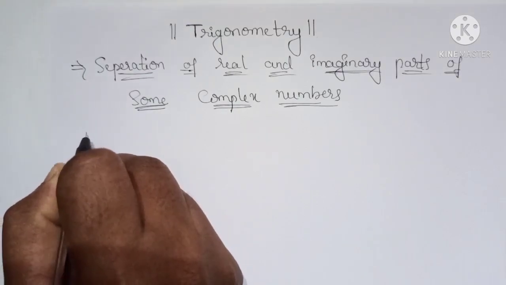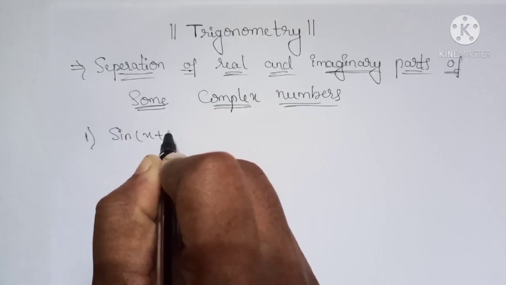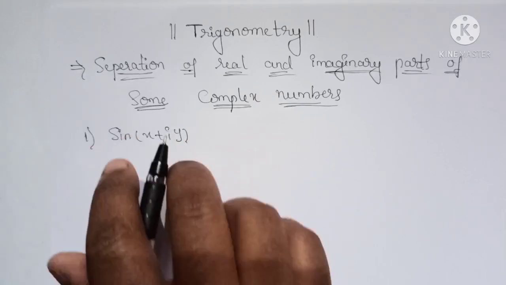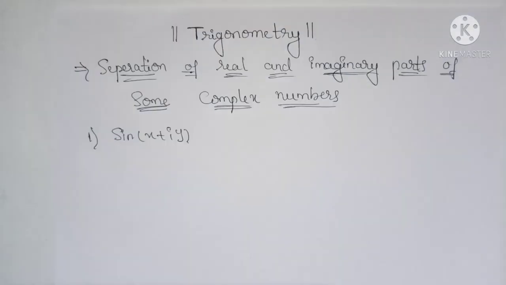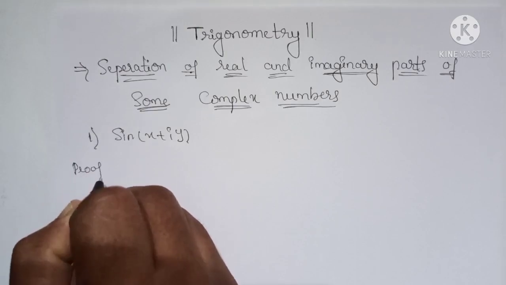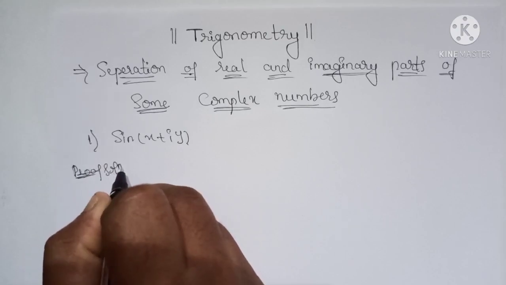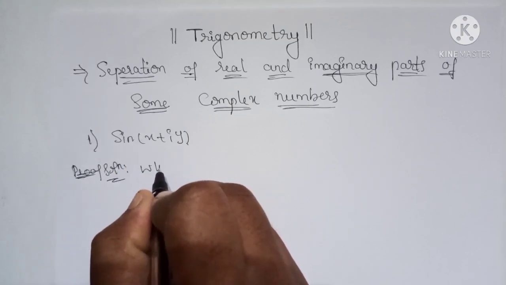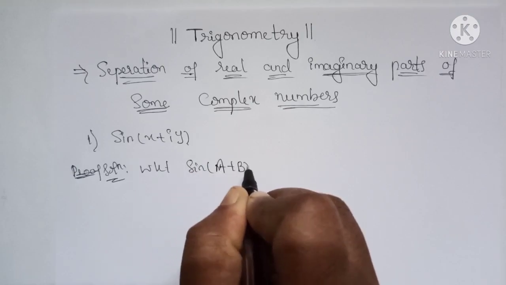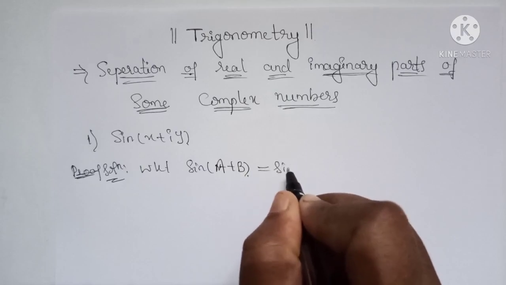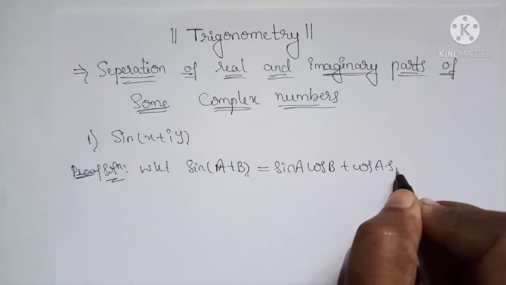Let us consider the first example, sine of x plus iy. Here the given function is of the trigonometric form. Solution. We know that the sine of a plus b formula is sine a cos b plus cos a sin b.